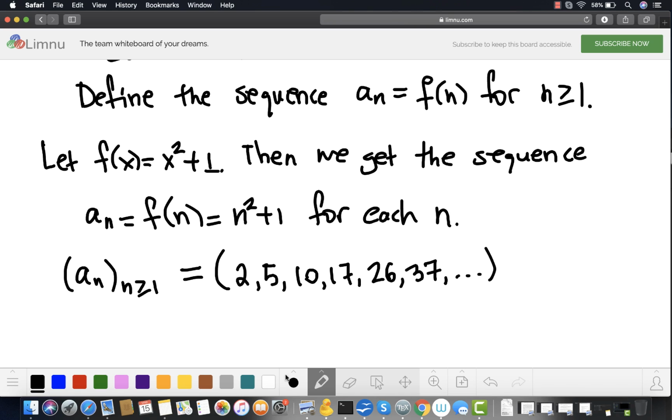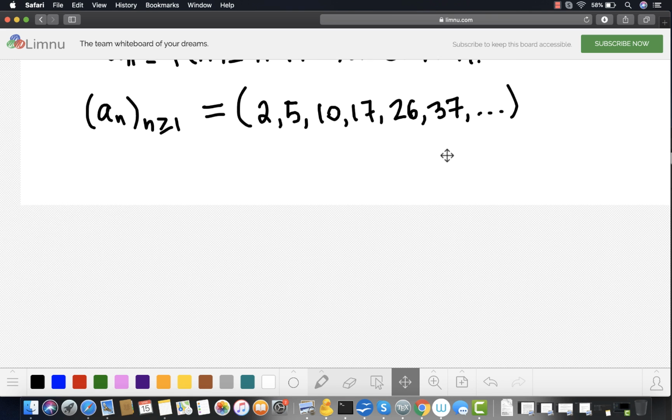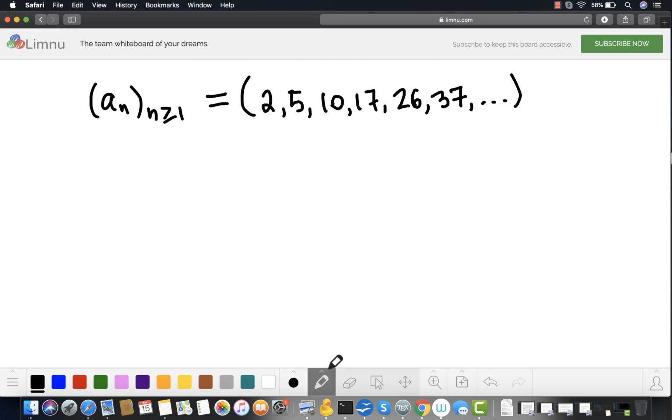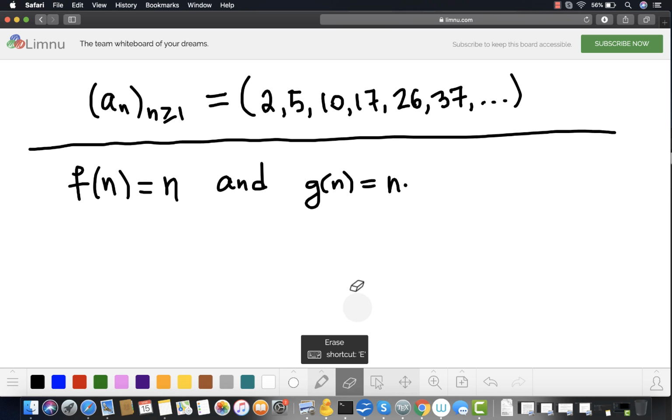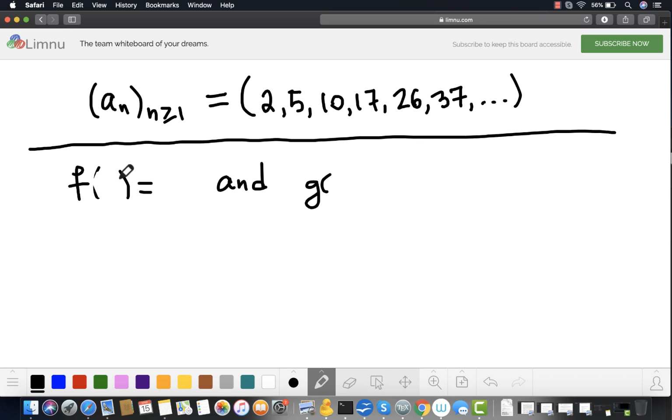So I want to point out that sometimes two different functions can give us the same sequence in this way. So for example, let's consider the function f of x equals x, and g of x equals x plus sine pi x. So these two functions are clearly different.